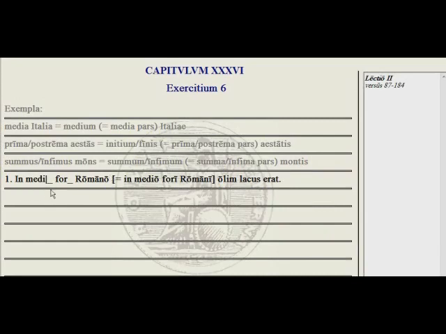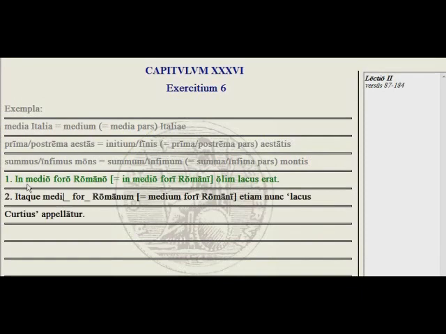We have in blank blank Romano, in medio fori Romani, olim lacus erat. So we want to say in the middle of the Roman Forum, there once was a lake. But the way that we're going to say that is not in the middle of the forum. We're going to say in medio foro, in the middle Roman Forum, but translating as in the middle of the Roman Forum. Okay, go ahead and try the rest of that exercise. Let's go on to 7.